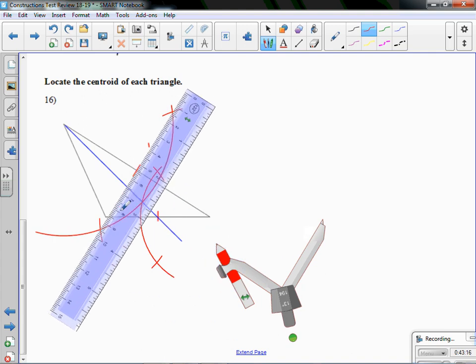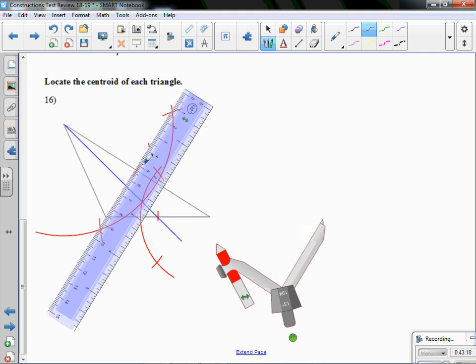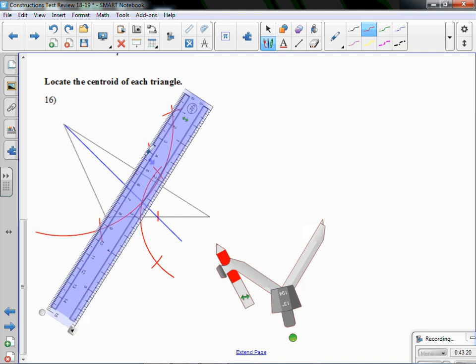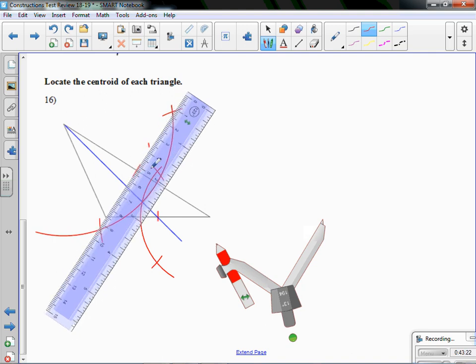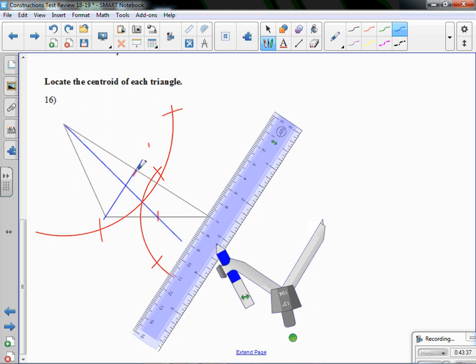And then we go to the vertex opposite that point. Line up the vertex and the midpoint. And draw in our segment. So this point here should be the centroid of the triangle. And that completes the review.